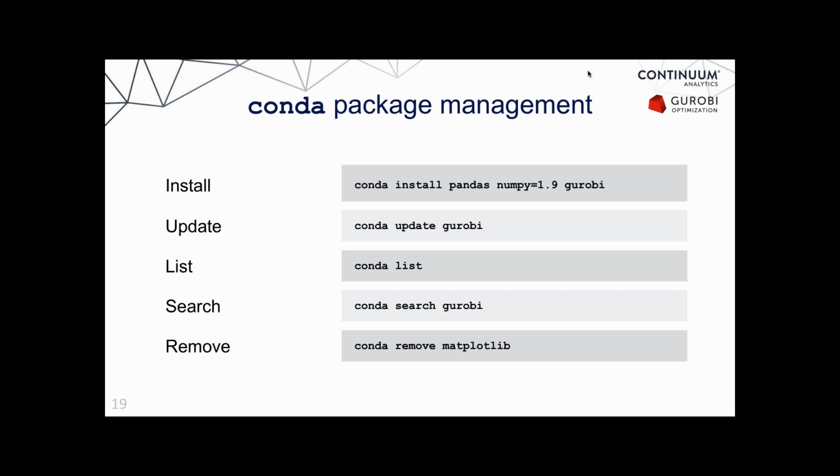In order to use it, you pull up a terminal window, a command prompt in Windows, and the commands are pretty intuitive. For example, if I want to install pandas and a particular version of NumPy, I can just use a simple Conda install command. I can use it to update packages to a later version. I can list the packages that are currently installed in my environment. I can search for a package on our repository, and of course I can remove packages. All of these are simple one-line commands.